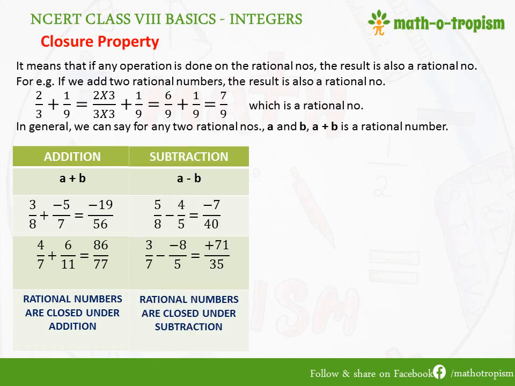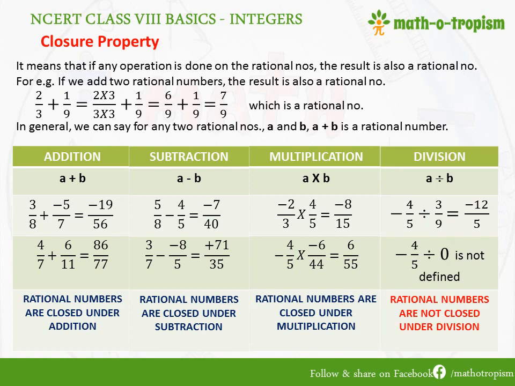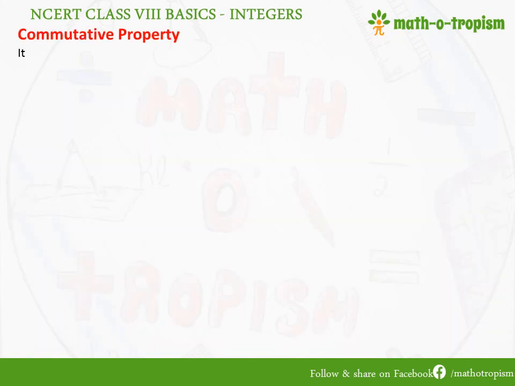Similarly, when we see the table, examples have been given for subtraction where a minus b is also a rational number, a into b is also a rational number. Only when we see with respect to division, a divided by b, we can see that for all the other numbers it will be a rational number except for 0, because when we divide a rational number with 0, it is not defined, and hence we have to say that rational numbers are not closed under division. So the closure property applies only for addition, subtraction and multiplication.